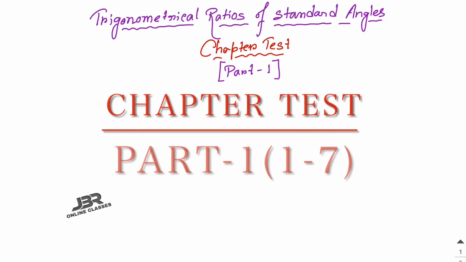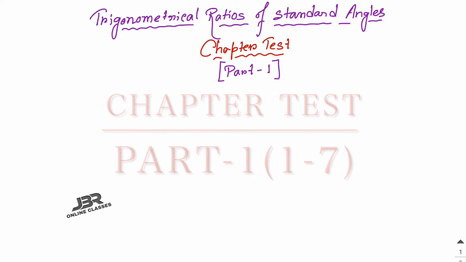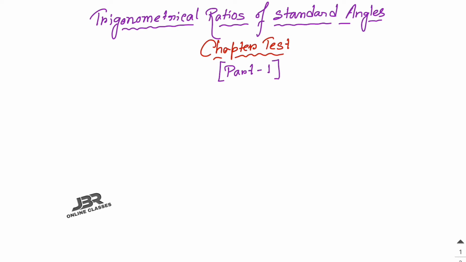Hello everyone, in this video I'm going to start the chapter test from the chapter Trigonometrical Ratios of Standard Angles from your book ML Agarwal. So here, problem number 1. Find the values of sine square 60 minus cos square 45 plus 3 tan square 30 degree. To solve these problems, you have to know the value of each and every standard angle.